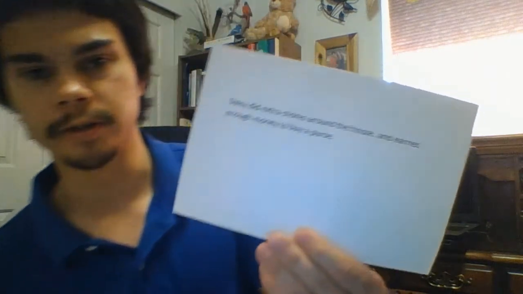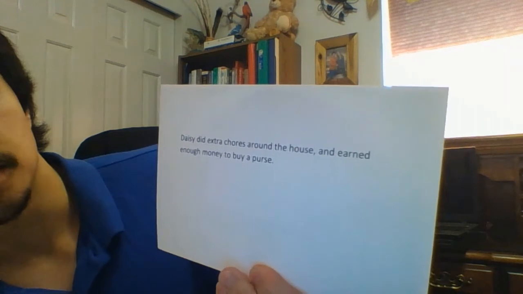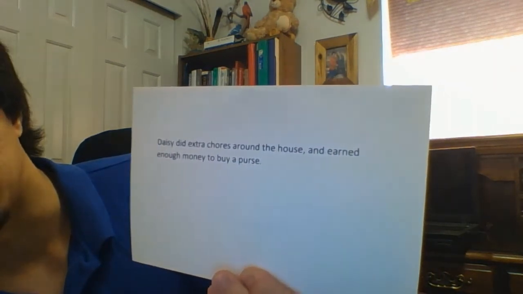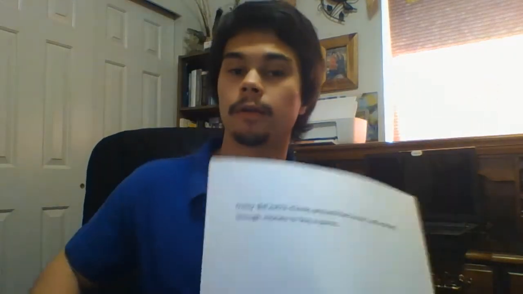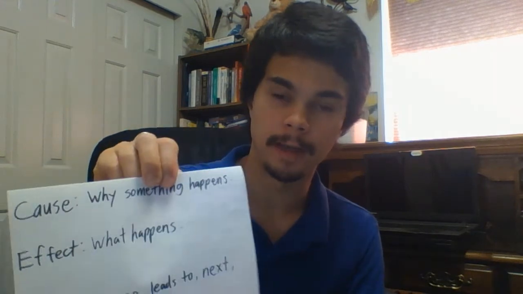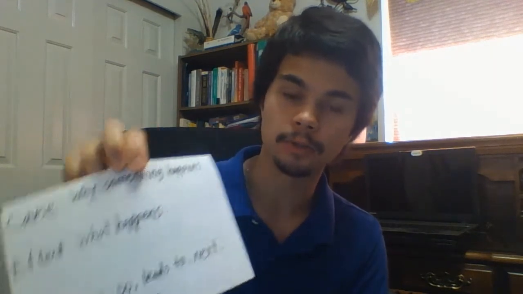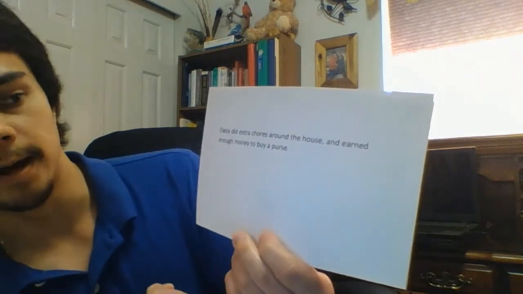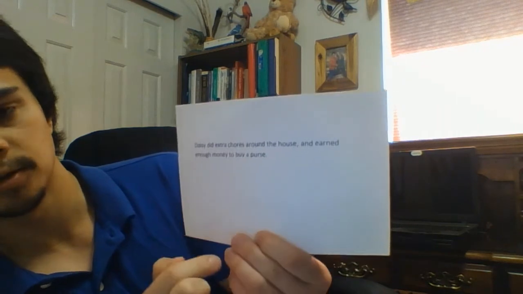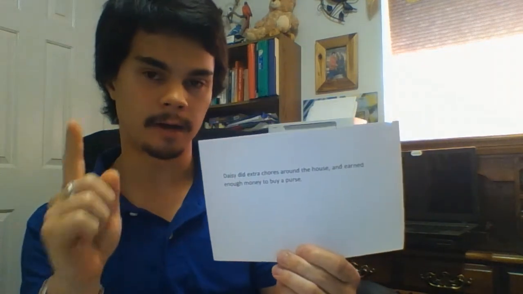Okay, so first we're going to practice identifying cause and effect in just sentences. So let's go ahead and read this sentence. Daisy did extra chores around the house and earned enough money to buy a purse. Okay, so remember, cause is why something happened, and the effect is what happened. Now, the cause usually comes first. So if we look at this sentence, what happens first in the sentence? Daisy did extra chores around the house. That would likely be our cause.